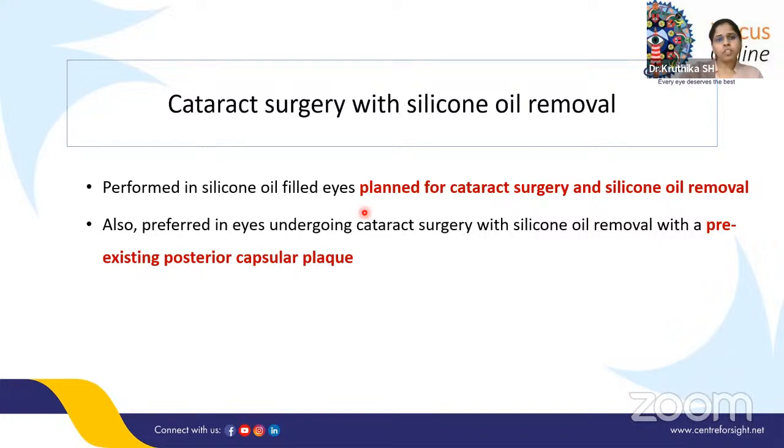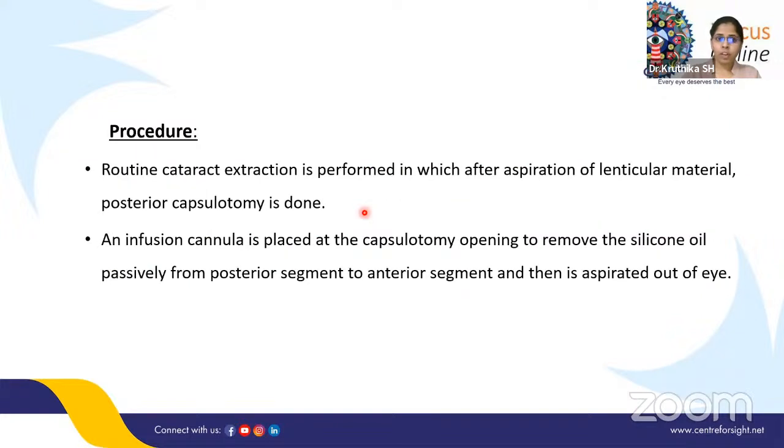So the next indication of primary capsulotomy is cataract surgery in eyes filled with silicone oil. It can be performed in silicone oil filled eyes planned for cataract surgery and silicone oil removal concurrently. Also, this procedure is preferred in eyes undergoing cataract surgery with silicone oil removal with a pre-existing PC plaque as well, to avoid doing a posterior YAG capsulotomy.